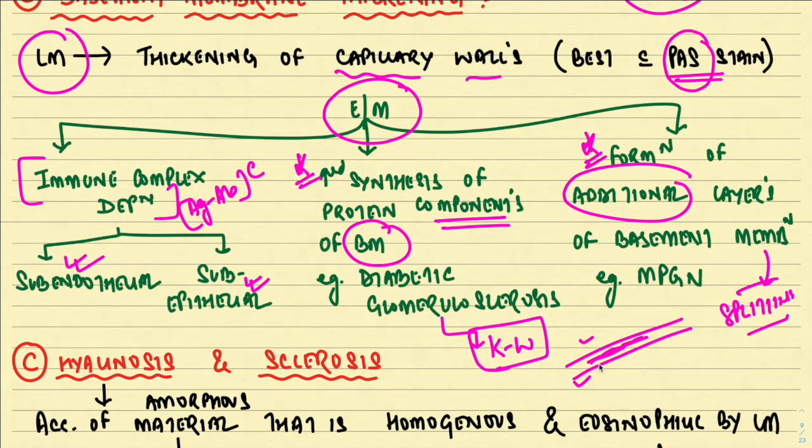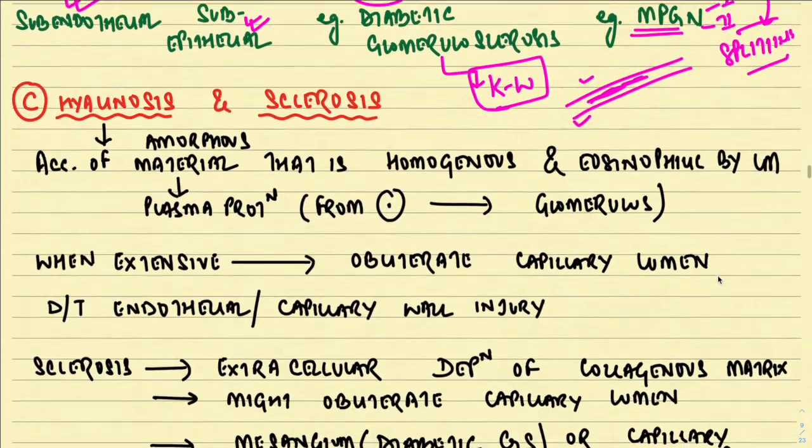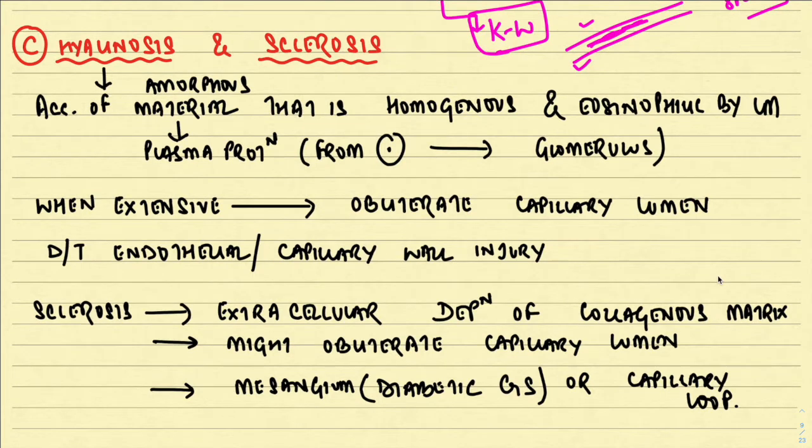Okay, so in light microscopy we saw how the deposition and the thickness was, and in electron microscopy we have also discussed the immune complex deposition in a subendothelial or subepithelial manner, or increased synthesis of protein components of the basement membrane, that is diabetic glomerulosclerosis. We have also seen the formation of additional layers of the basement membrane. The example for this condition, where you can see the duplication or splitting of the membrane, is membranoproliferative glomerulonephritis. There are two types actually, type 1 and type 2, and this splitting you will see in both kinds.